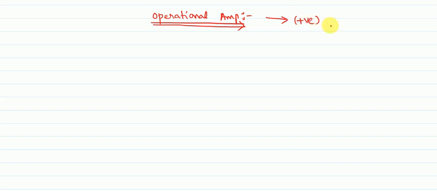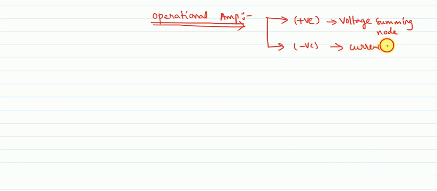Today's topic of discussion is operational amplifier. This is a very important topic in the aspect of design as well as numerical questions from analog electronics. The fresh things that you are going to learn by the end of this video are why the non-inverting terminal or positive terminal is called the voltage summing node, and why the inverting terminal or negative terminal is called the current summing node. So these are the new things that you are going to learn in this video.